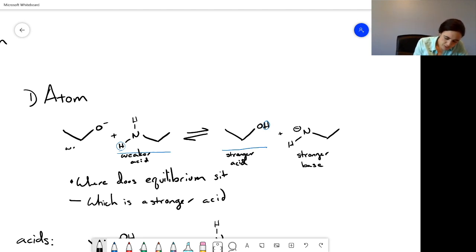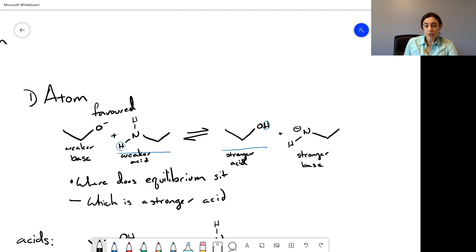And a weaker base. So this is just a quantitative view. We can say that this is a weaker base, stronger base, weaker acid, stronger acid. We therefore should be able to identify that this is the favored side of the equilibrium, right? So we want to form the weaker acid.